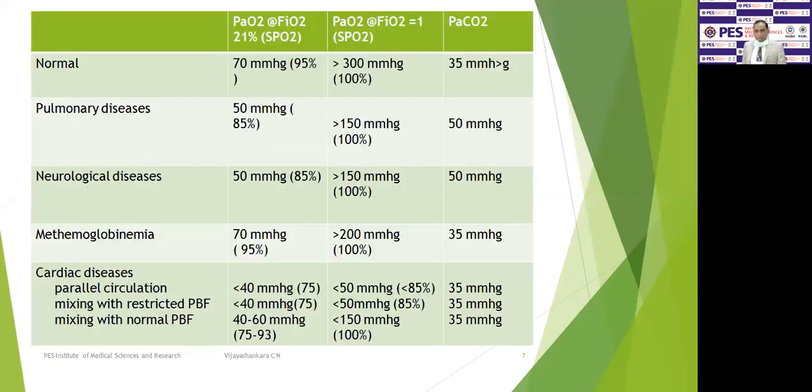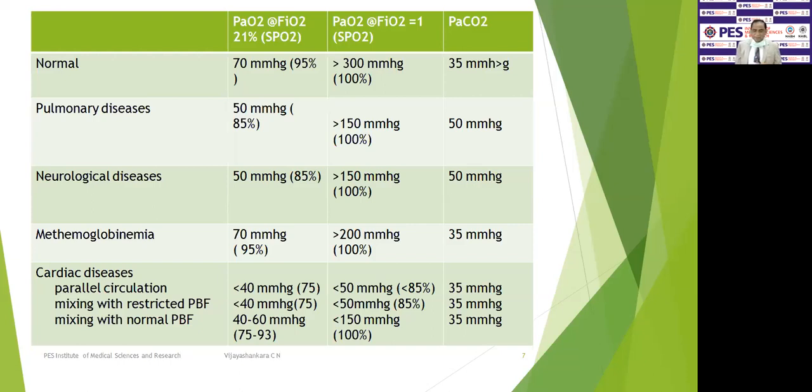In the normal, usually the PO2 will be around 70 millimeter of mercury. That is 95% of saturation if you do a pulse oximeter at the same time. When you give 100% oxygen for 10 minutes, the PO2 will increase to 300 millimeter of mercury, and PCO2 will be normal. That means that there is no respiratory problem. So once it reaches 300 millimeter and above, you know that it is normal. The cardiac malformation is not present.